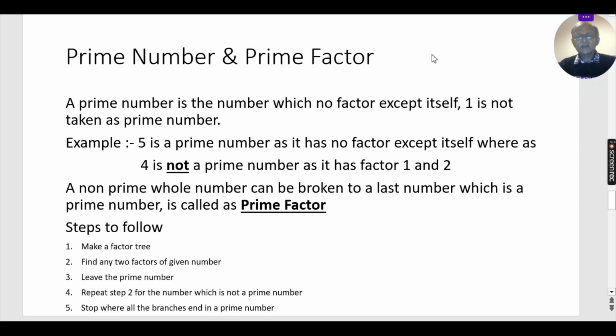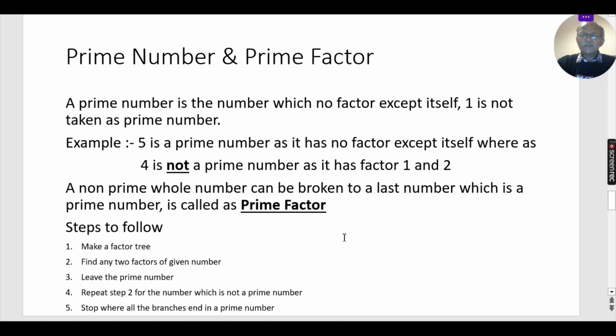Now there is another term which is called a prime factor. So what is a prime factor? A prime factor, we can say, is a number which cannot be further factorized. A non-prime number can be factorized into prime numbers, and then those are called prime factors. You will be more clear when I take the example.